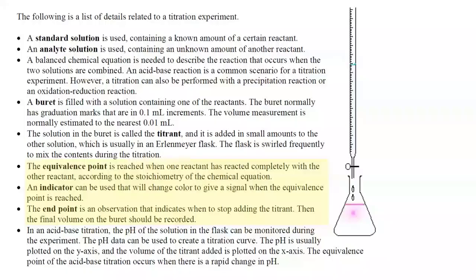So when the indicator changes color, this is a signal to stop the titration. We call that the end point. That is, when an observation, usually a color change, occurs, this is the signal that you have arrived at the equivalence point.